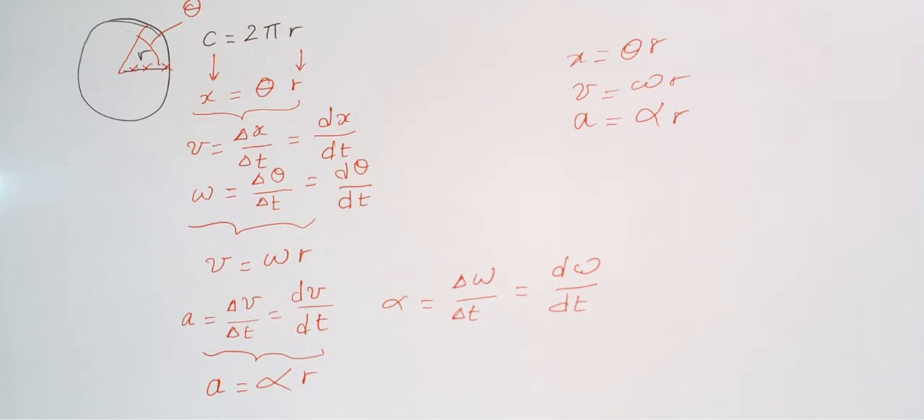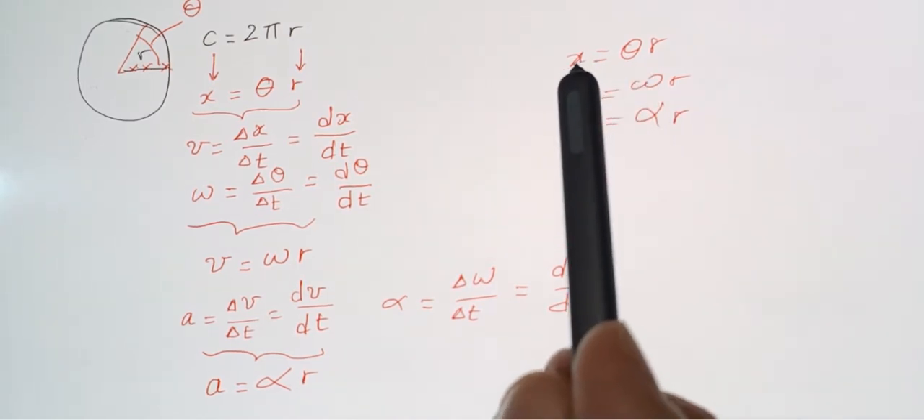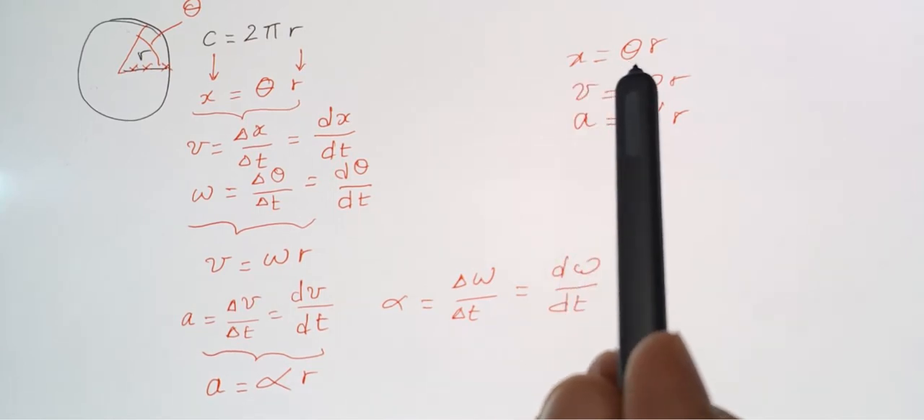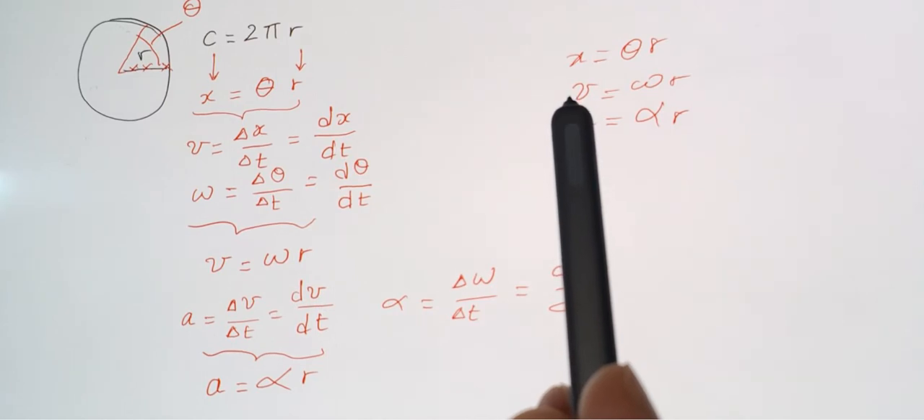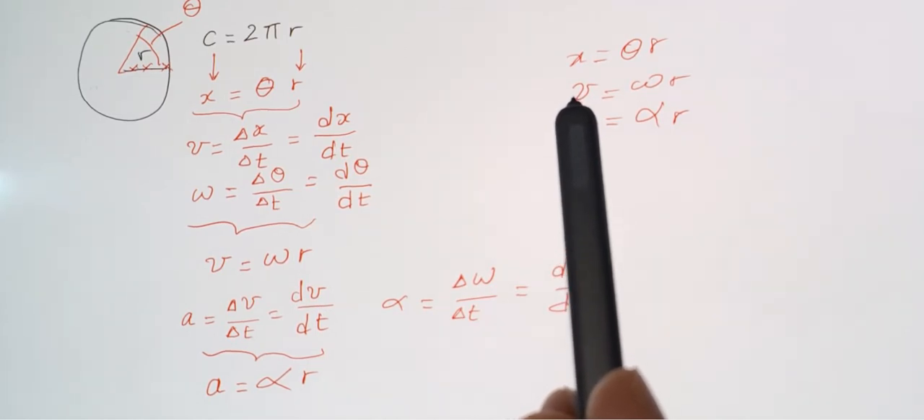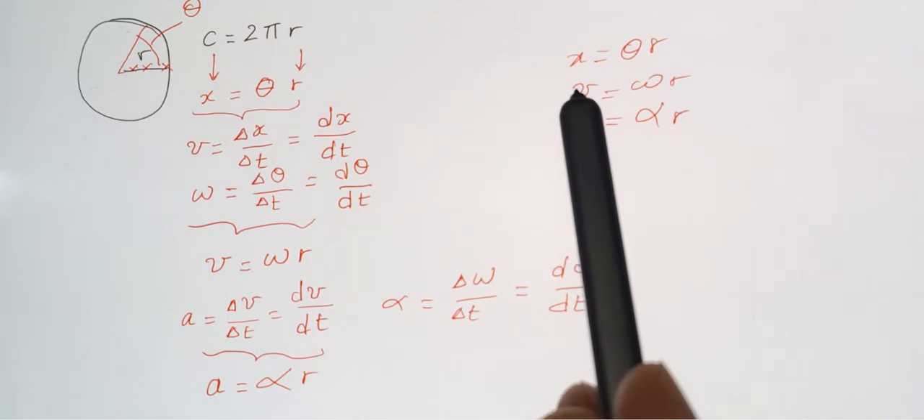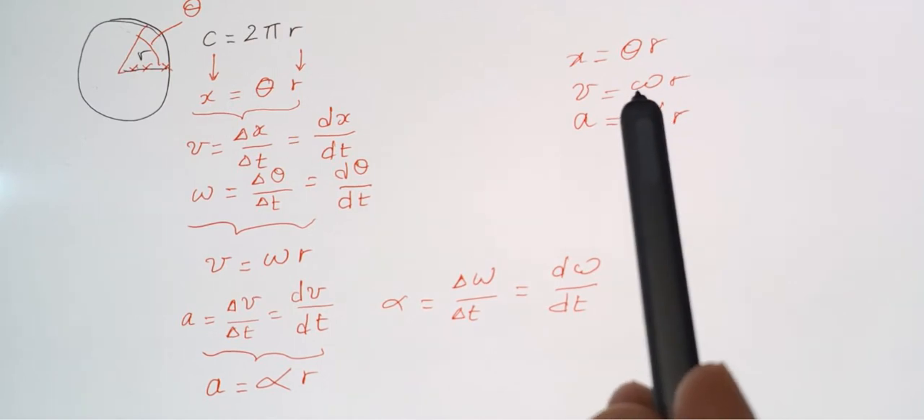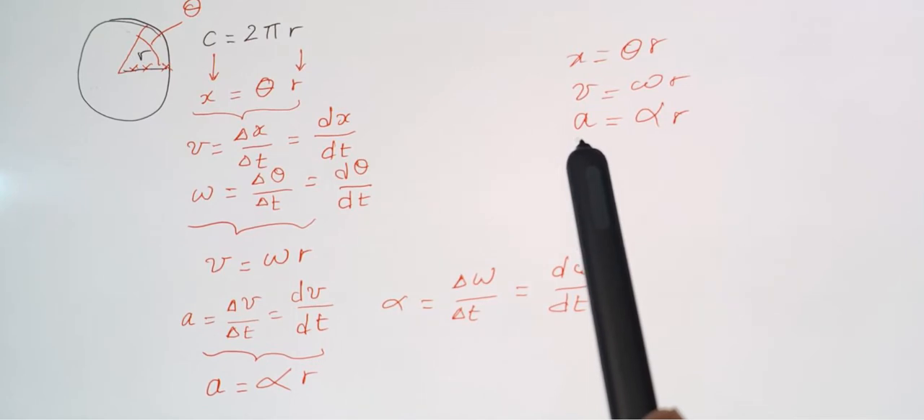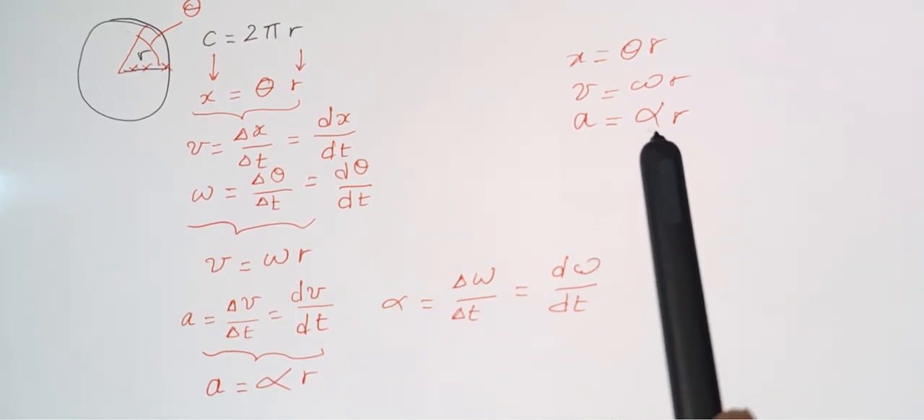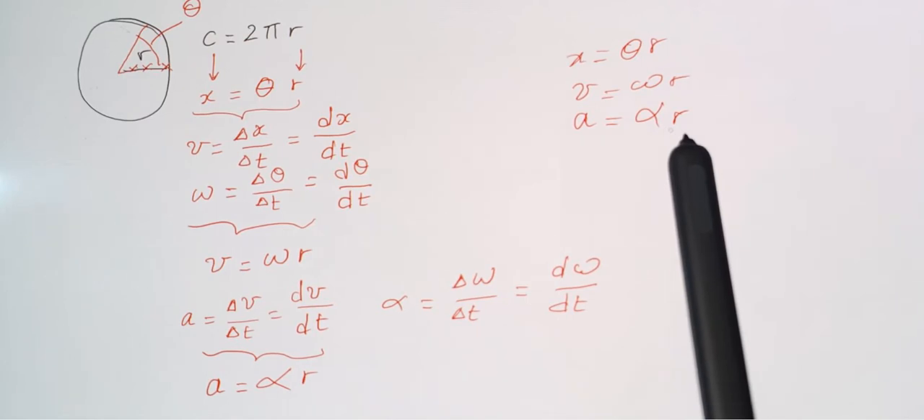It's straightforward. The difficulty is that it's a new thing to call. But x is the linear displacement, theta is the angular displacement, v is the linear or translational speed, and omega is the angular speed multiplied by r. a is the acceleration, and alpha is the angular acceleration multiplied by r.